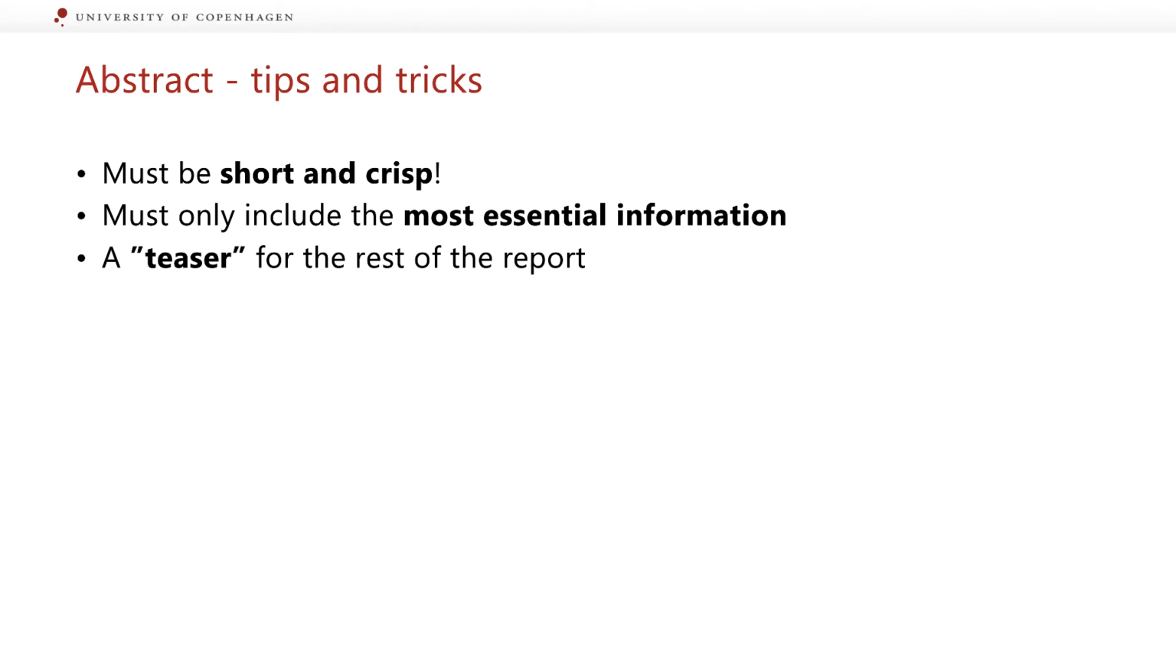And you should regard it as a teaser for the rest of the report. So you should think of it in a way that when I've read your abstract, I really can't wait to read the rest of the report. So it's a kind of an advertisement for the rest of the report.